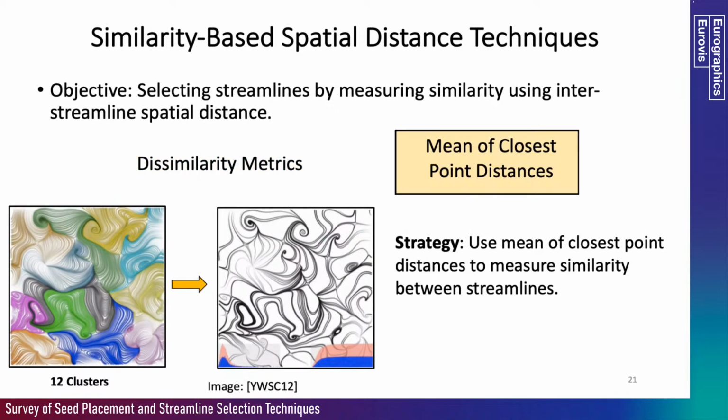The mean of closest point distances is the mean of Euclidean distances between pairs of points formed by mapping each point of one streamline to the closest point of the other. Clusters are merged when the distance between two clusters is the minimum of the distance between all pairs of member streamlines. These techniques are good at highlighting flow features and they minimize redundancy. However, they do require large preprocessing times and are limited to similarity in proximity.